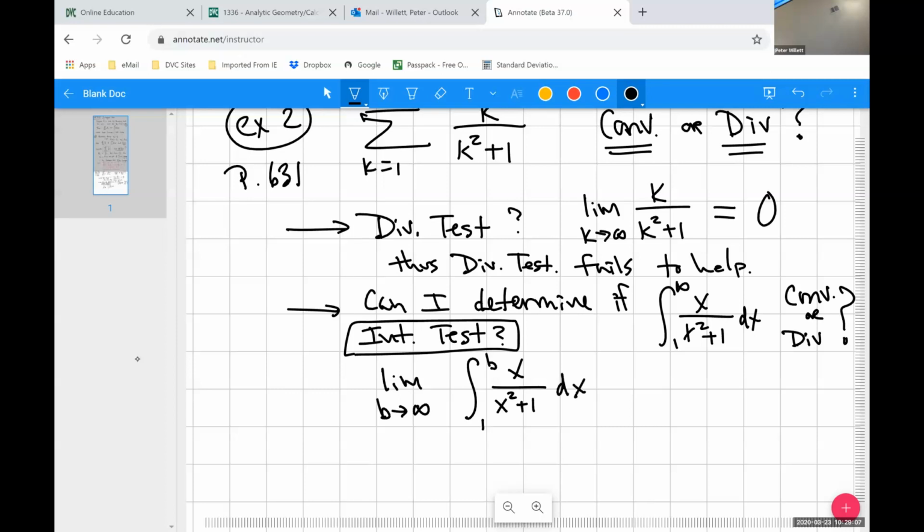So what do you guys think? Is this an integral that we can do? Don't like my x.